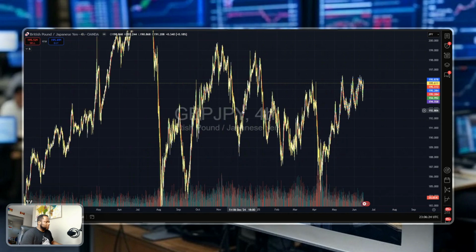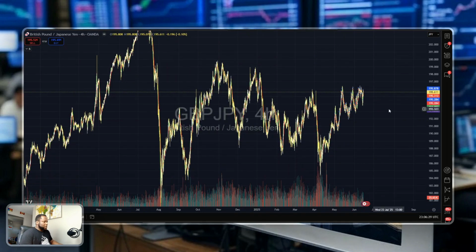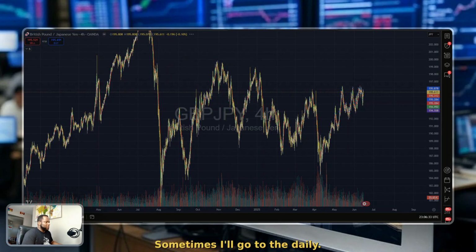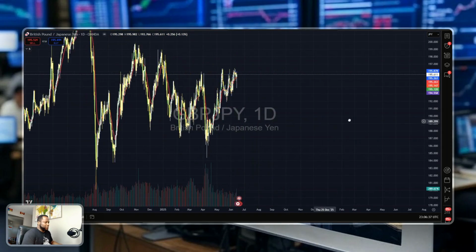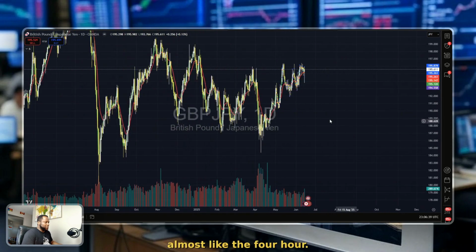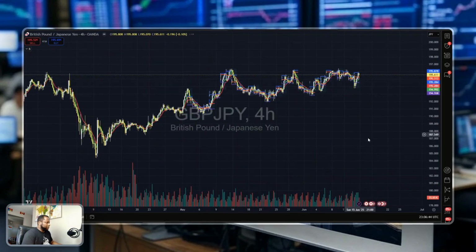Okay. So right now we're looking at the GBP/JPY on a 4 hour time frame. That's what I use to start my analysis. Sometimes I'll go to the daily. The daily is almost like the 4 hours, just to be honest. If you go to the daily, it's almost like the 4 hour. So let's stick to the 4 hour time frame here.